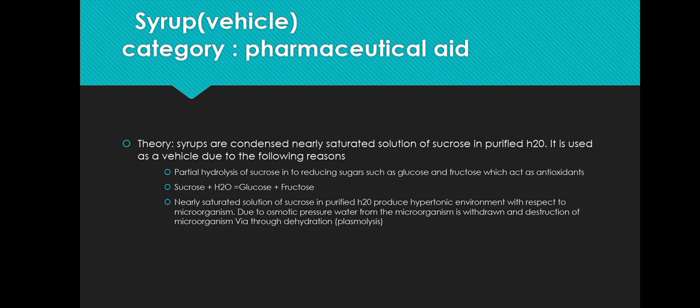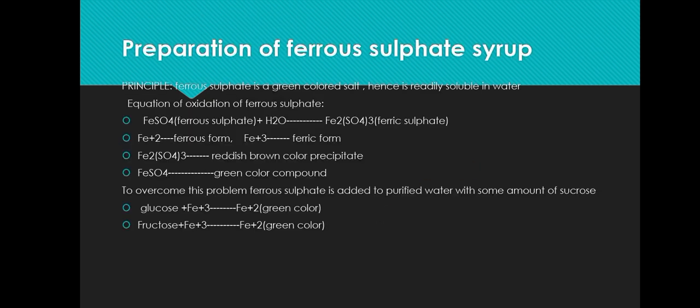We have successfully completed the syrup part of ferrous sulfate syrup. Now coming to the API, that is ferrous sulfate, we will first be discussing the chemical properties of it. It is basically a salt, and salt is readily miscible in water.